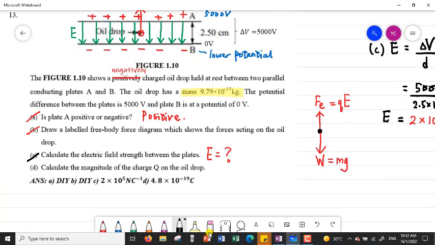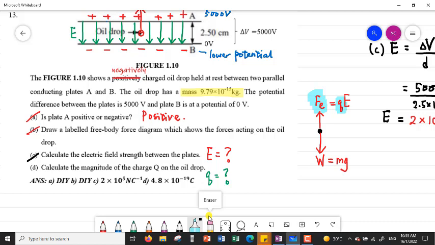Then we proceed to question D. We need to calculate the magnitude of the charge Q on the oil drop. So we want to find the magnitude of charge carried by this negatively charged oil drop. We can determine the value of Q by relating it with the electric force acting on the oil drop. So how are we going to relate the electric force with the weight?